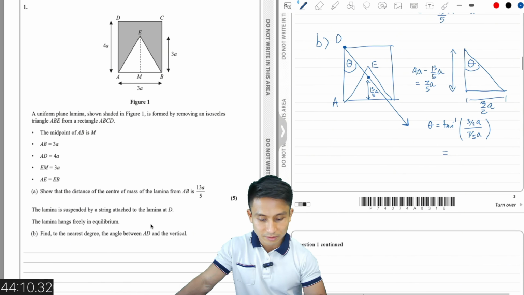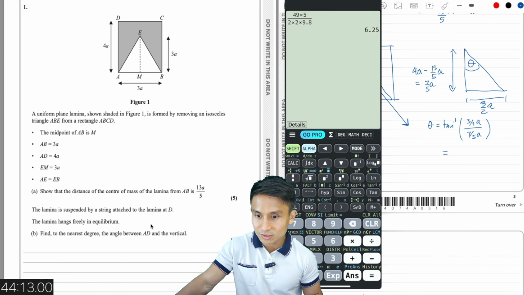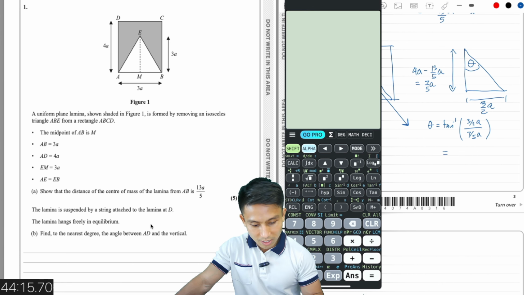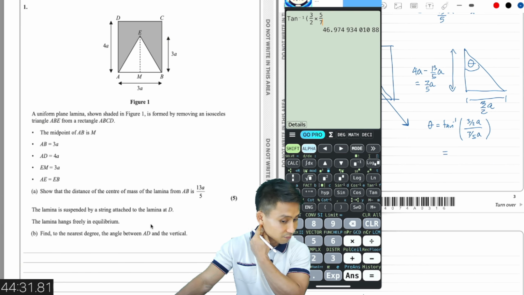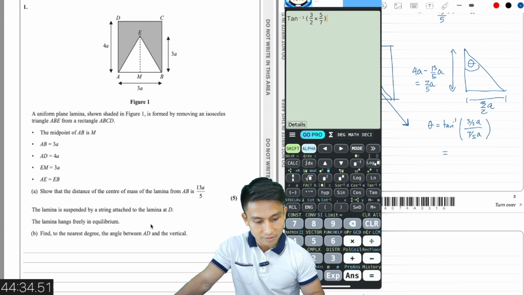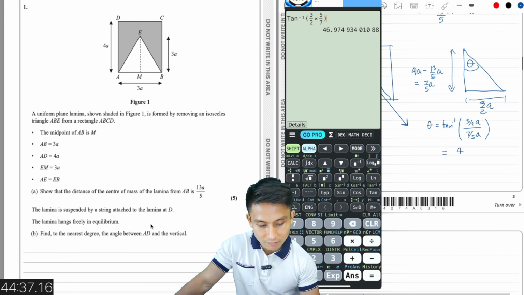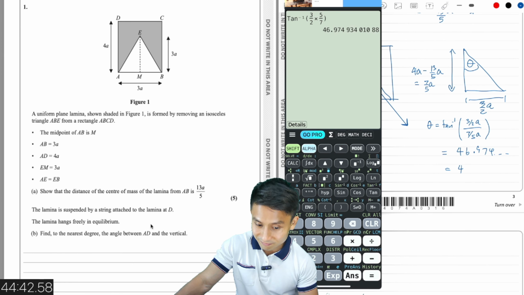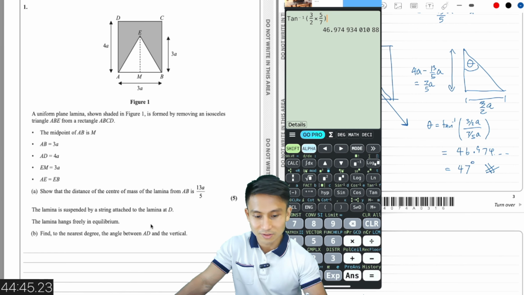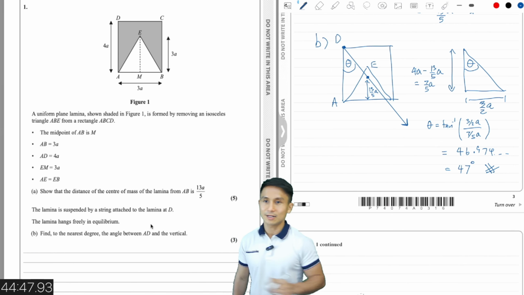So what is this? Use a calculator maybe. This is to the nearest degree. Okay, so arctan 3 over 2 times 5 over 7, because if you flip the fraction there, 5 will be multiplying, and that's what you got. Okay, so this is 46.97 and so on, so I'm just going to make it 47 degrees to the vertical. All right, that's it. Not too bad.